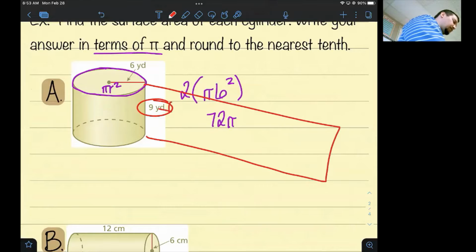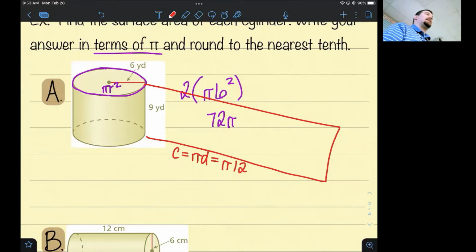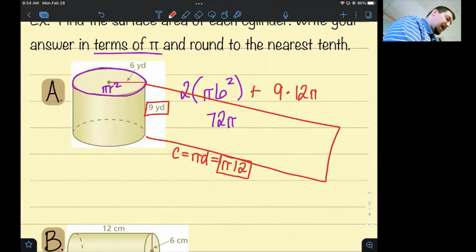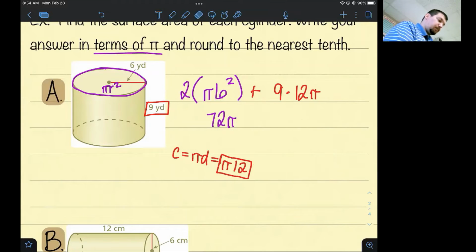Ella, I get this to erase. To find the circumference of the circle, you have to multiply pi times diameter together. What's the diameter of our circle? 12. Yes, remember Alexis said the radius was 6, so that makes the diameter twice as long. And so the length of the rectangle is going to be 12 pi. The width of the rectangle is just 9. So I'm going to write this down real quick. 9 times 12 pi. Now let me erase the rectangle so it's not in the way.